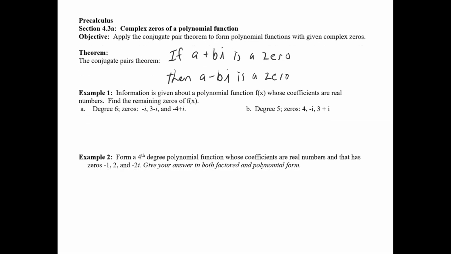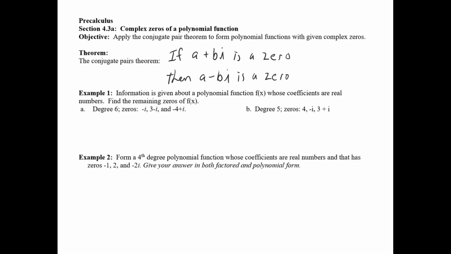So if we're looking at example 1, all that this is saying is information is given about a polynomial. Its coefficients are real numbers. Now, the coefficients are not the zeros. The coefficients are just the numbers before the variables, like 3x squared. The 3 is the coefficient. But even though the zeros are imaginary, the coefficients will still be real.